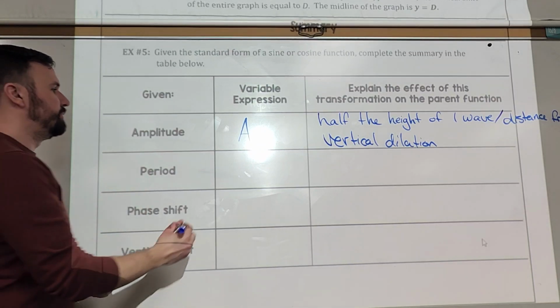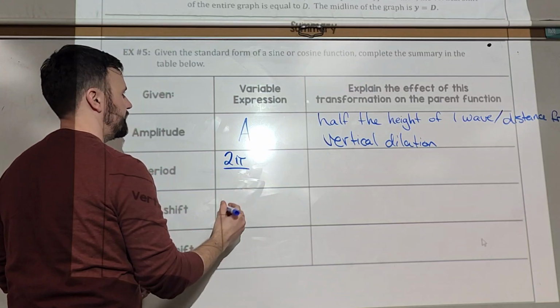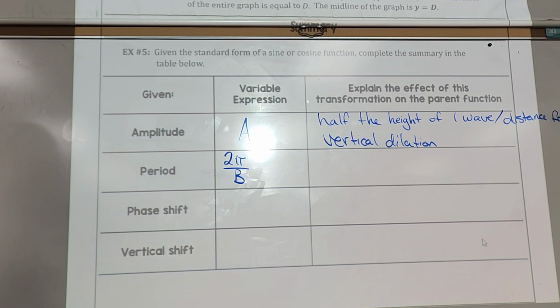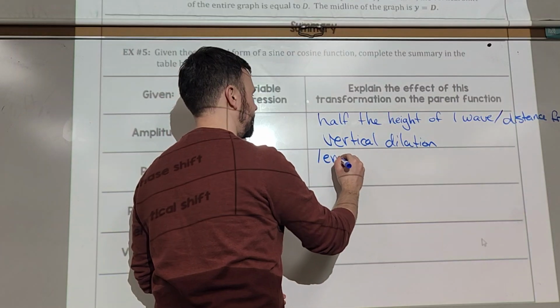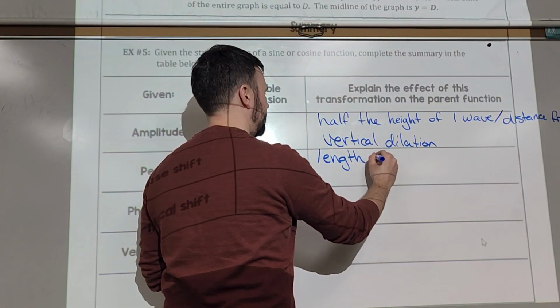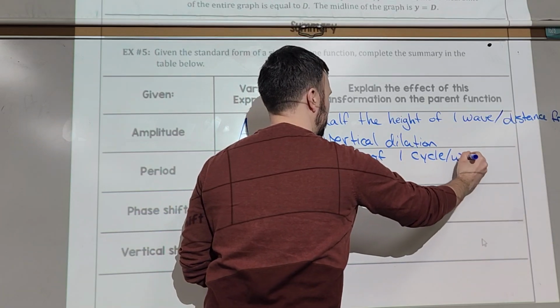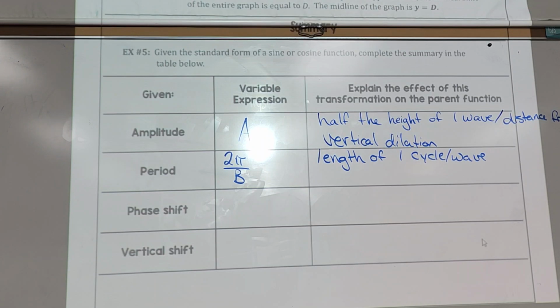Now, what's your period? That's 2 pi over b, right? What's that actually telling us? Bingo. Length of one cycle, aka one wave. How long is one wave? Right?